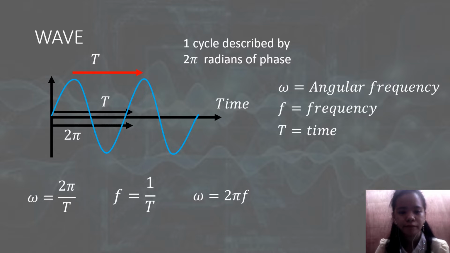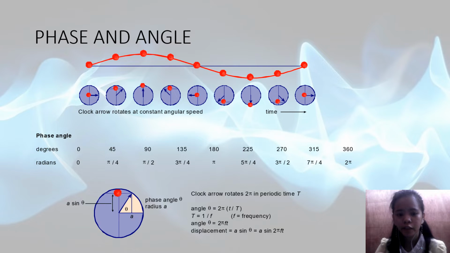So next, 45 degrees is pi over 4 radians. And 90 is pi over 2, 135 is 3 pi over 4, 180 is pi, 225 is 5 pi over 4, 270 is 3 pi over 2, 315 is 7 pi over 4, and 360 is equal to 2 pi.